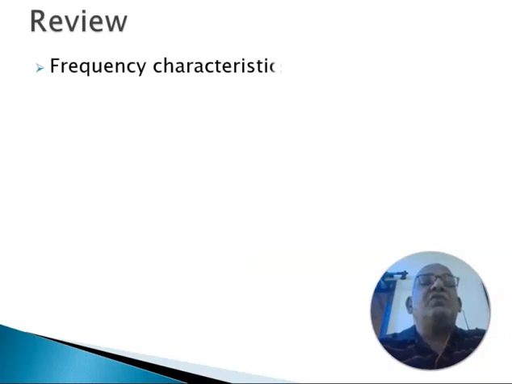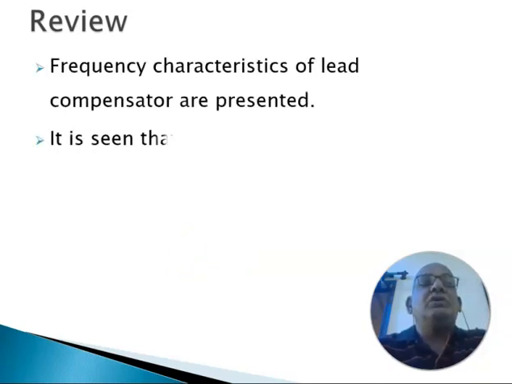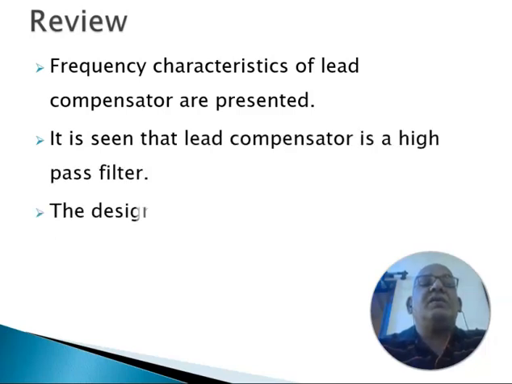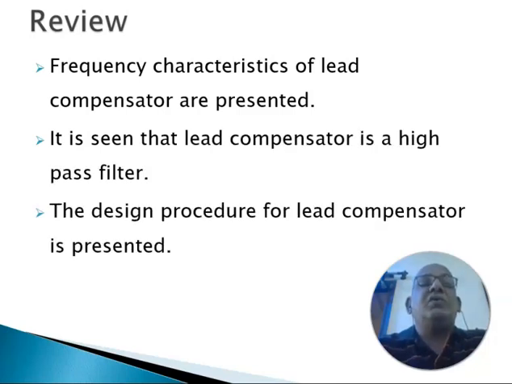Over the past few videos, we have seen how the design of a compensator in the frequency domain goes on. We have also seen the frequency characteristics of a lead compensator. In specific, we have seen that it is a high pass filter. It doesn't disturb things in the low frequency region. And we have also seen the design procedure for a lead compensator in a nutshell. We'll see more details in this present video.